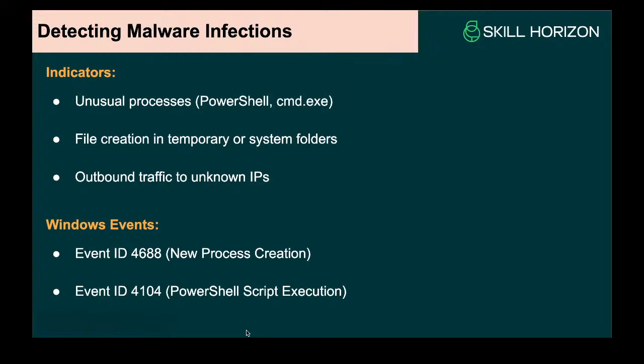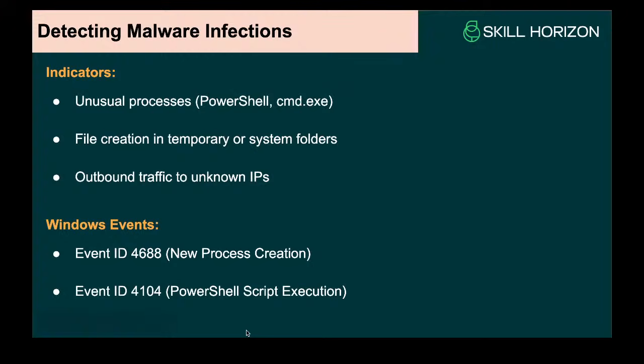File creation in temporary or system folders. If somehow some files are created in your temporary directory or your system folders, that might be an indication. If your traffic is outbound to unknown IPs, because suppose your traffic is forwarded to some unknown IPs, that might also be your indication. So you have to check out your outbound or inbound connections. If you observe some unknown IPs, that might be the indication.